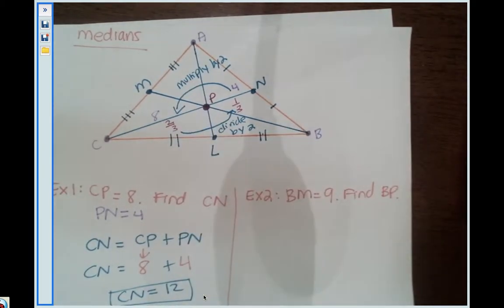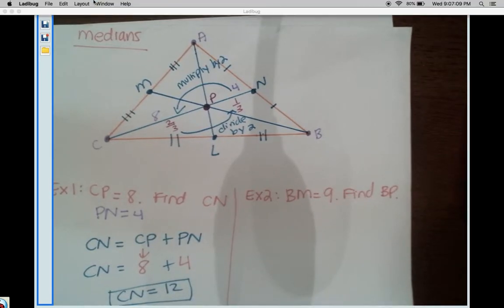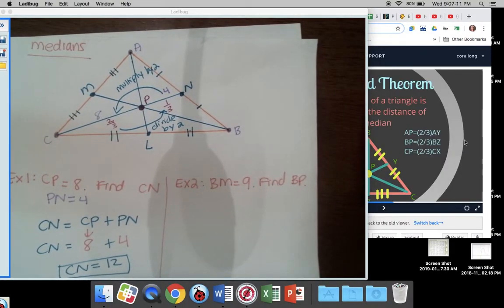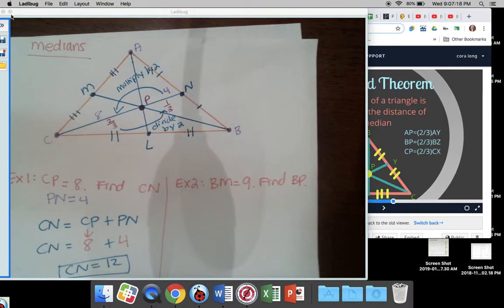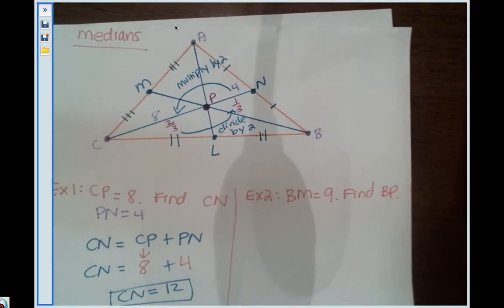Now there's 2 ways we can solve this problem. We know from that nifty centroid theorem that the distance from the vertex to the centroid is 2/3 the length of the whole median. Since I know the length of the whole median, I can simply multiply 9 by 2/3 and get that. Or I'll also show you another way. I'm going to show you how to do this in 2 different ways, so get excited.